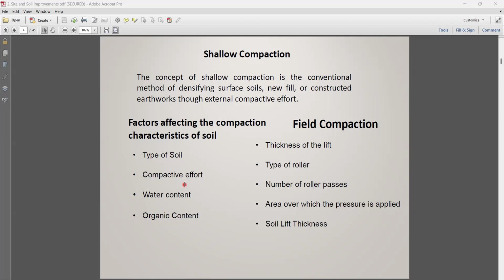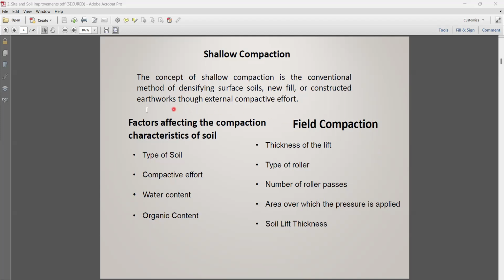If you remember, last semester you did the Proctor compaction test, standard and modified. The standard one is there, but the modified one has a higher compactive effort, meaning higher energy. The size of the hammer was bigger. Then there's another factor, water content. You saw how the results change when we change the water content, the moisture content. And organic content, the presence of organic materials and their content.